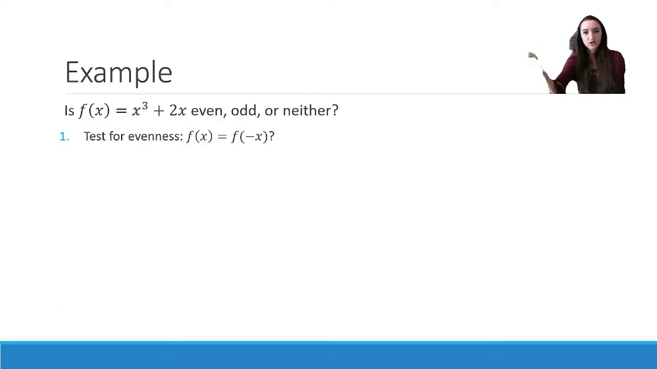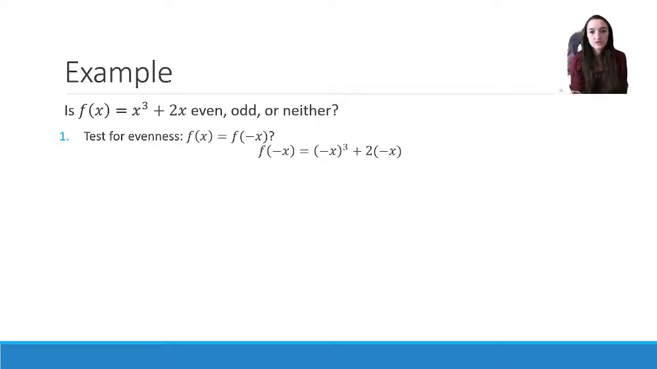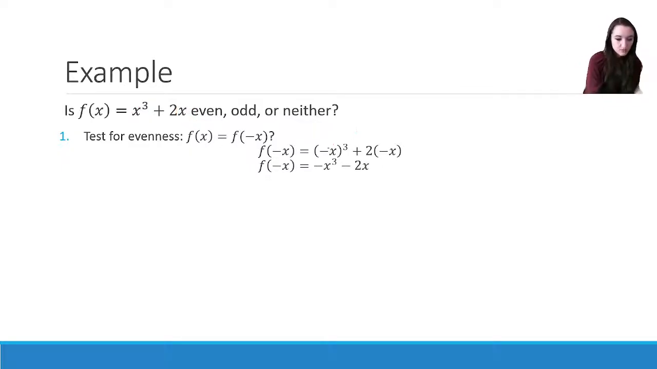So, start off, test for evenness, plug in -x. So when I do that, it just means every x that was in my function is getting replaced with -x. So -x cubed plus 2 times -x. Then I'm going to simplify a little bit. So remember that what's going on here is negative x cubed. So that's negative x times negative x times negative x.